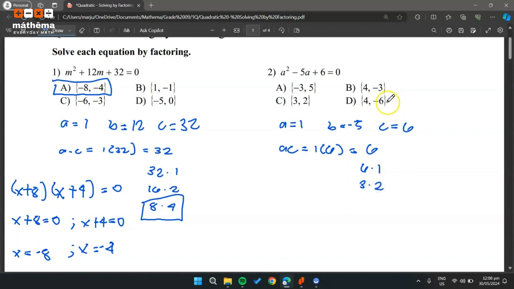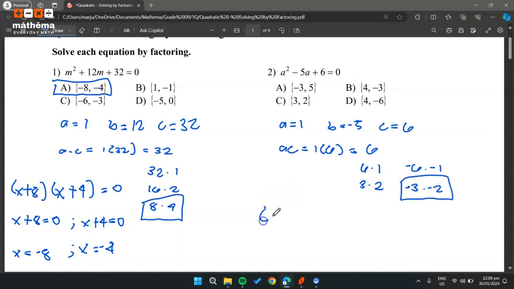Now notice that we want to have negative 5. So none of these factors will give you, when added, a negative 5. So we're going to use the negative factors: negative 6 times negative 1, then negative 3 times negative 2. Negative 2 times negative 3 is 6, and negative 3 plus negative 2 is negative 5. So this is the factor that we are looking for.